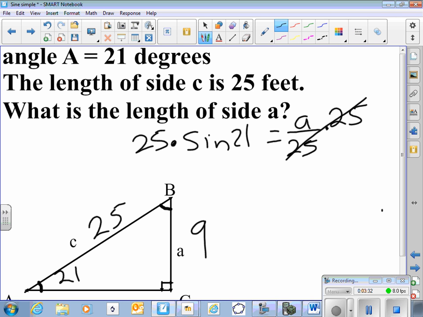It's pretty close to 9. That makes sense because 21 degrees is a small angle. So we know that A is going to be much smaller than 25.